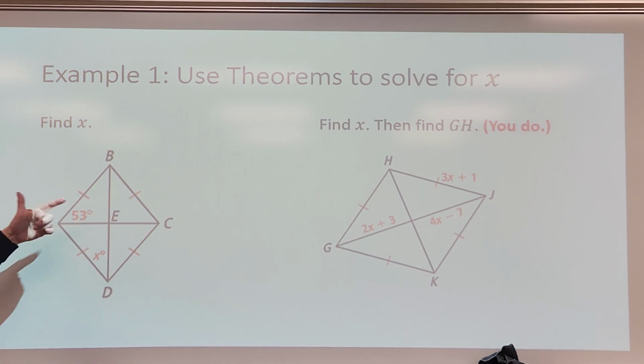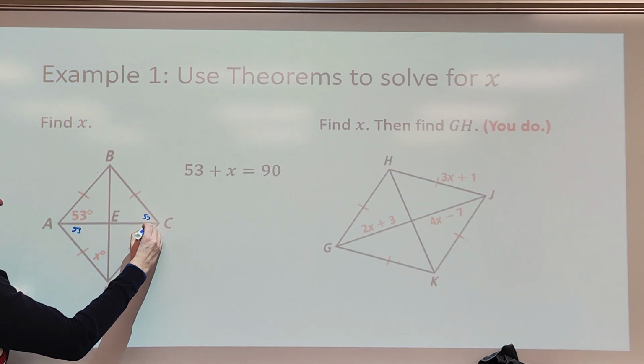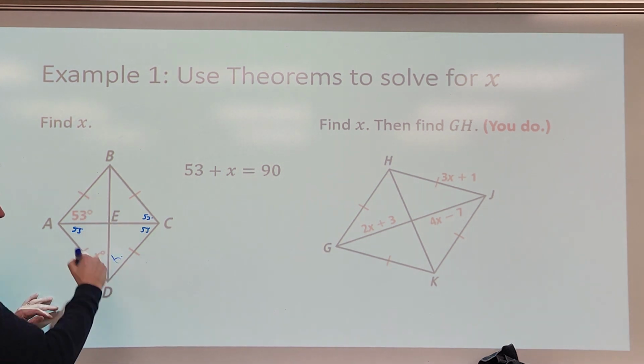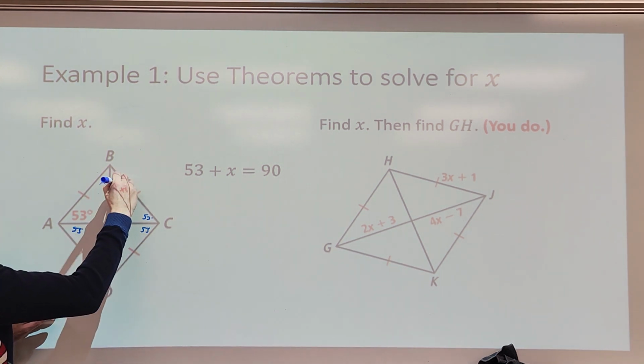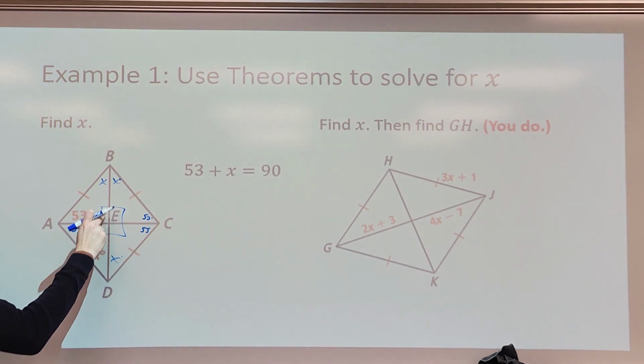Here we go. We know that this is 53, and we know that this is 53. All of those are 53 degrees, all right, because the diagonals bisect the angles. We know that this is x, we know that this is x. And we also know that the diagonals are perpendicular to each other. So we know that all of these angles are 90.